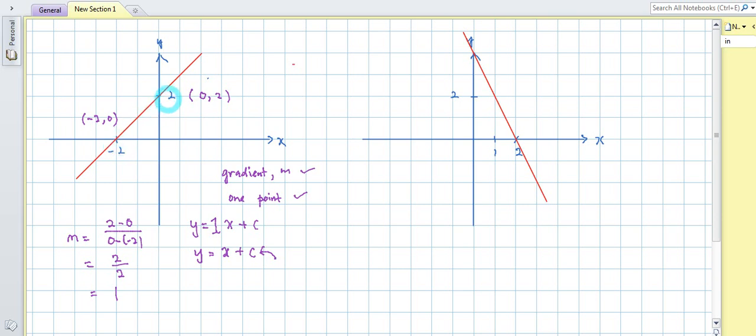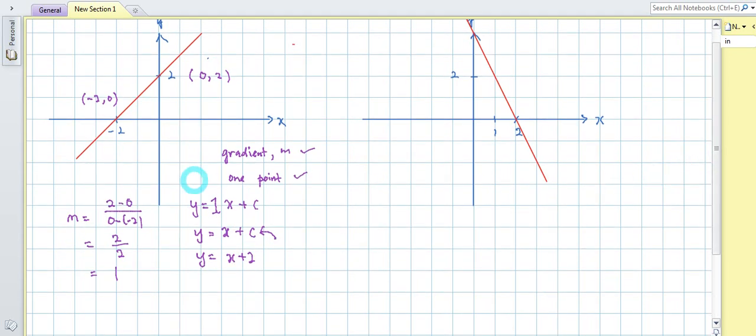You can choose this one or this one. Actually for this equation, since you have the y-intercept, this c is the y-intercept, so definitely it will be 2. If you don't want, you can just calculate. Let's say I use this point, negative 2, 0. So at point negative 2, 0, y equal to x plus c.